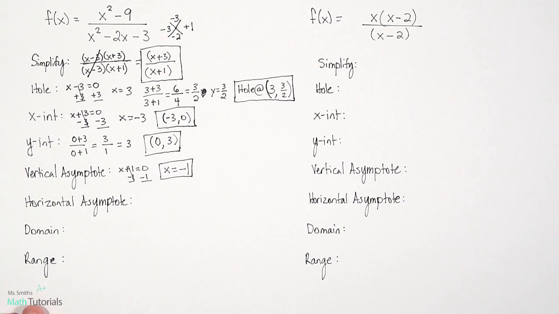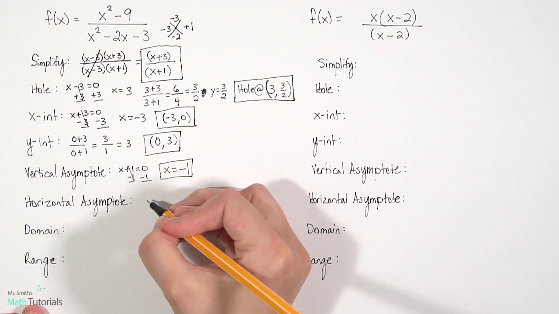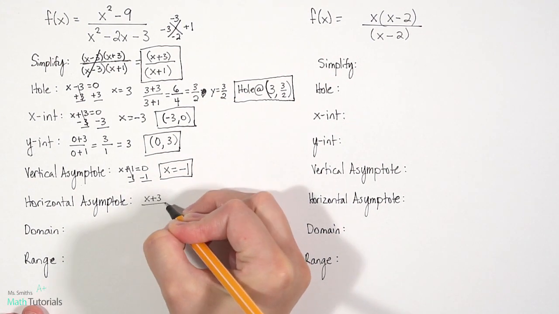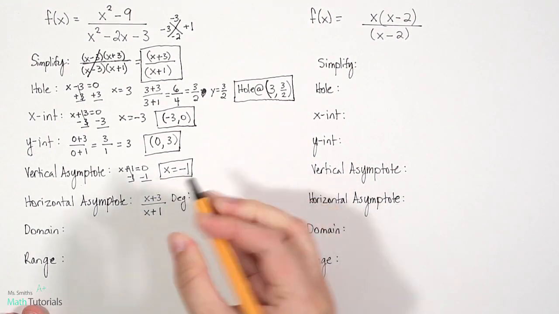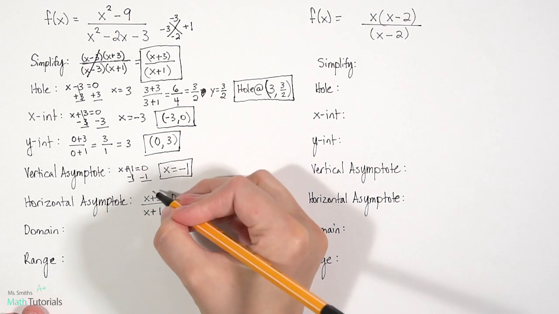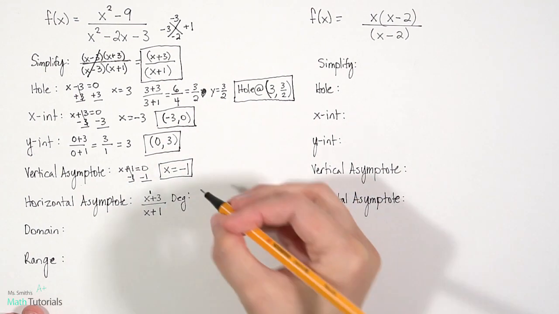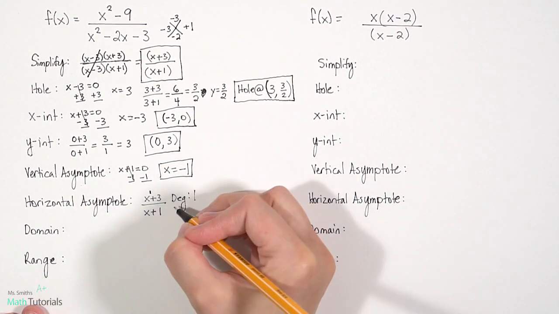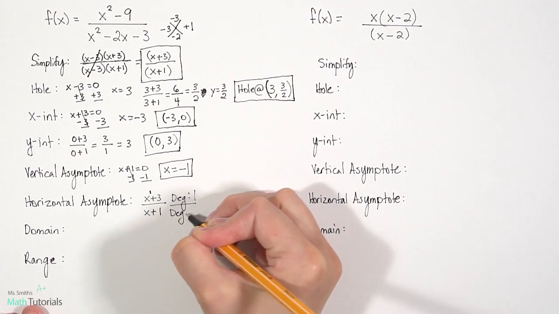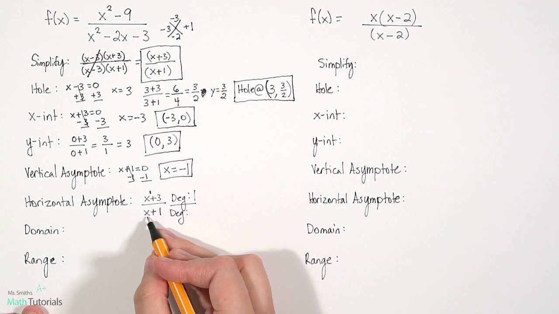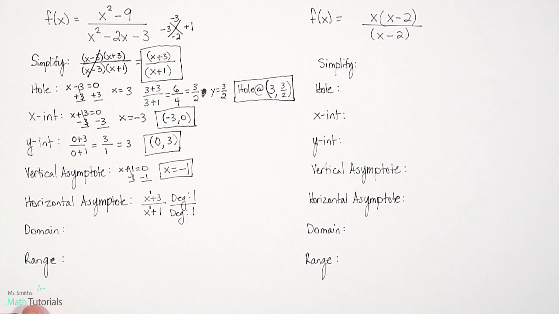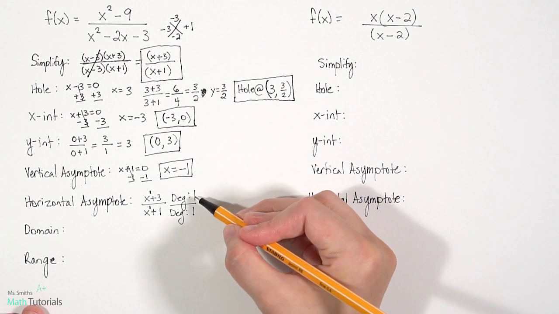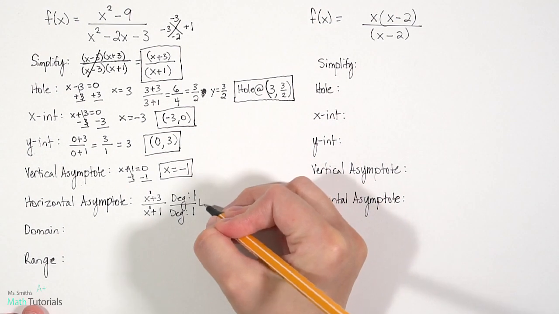To find our horizontal asymptote, remember this is where we're comparing the exponents. So we want to rewrite that simplified version. So we've got x plus 3 over x plus 1. My degree of my numerator, I don't see an exponent here, so that means an understood 1. So my degree is 1. And in my denominator, again, I don't see an exponent with my variable, so it's an understood 1. So this is another EATSDC. Notice my exponents are the same.